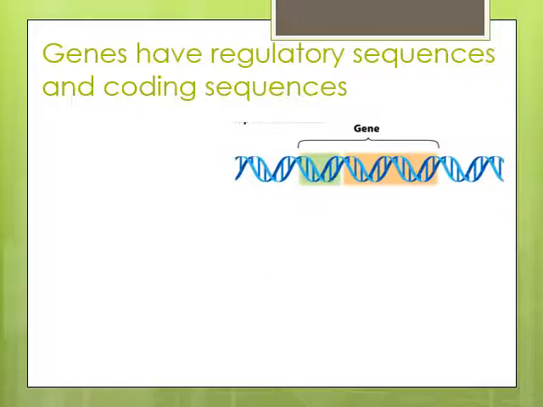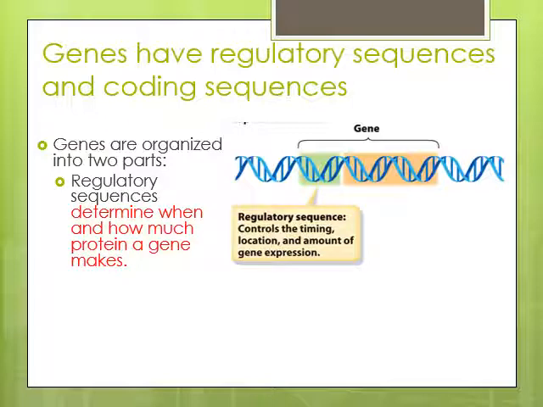Okay. Keep in mind, RNA is going to be a little bit different. But when we're looking at these genes, they have 2 different kinds of sequences. Okay, they're basically organized into 2 different parts. So we have the smaller sequence first, which is known as the regulatory sequence. The regulatory sequence is what determines when and how much protein a gene makes.